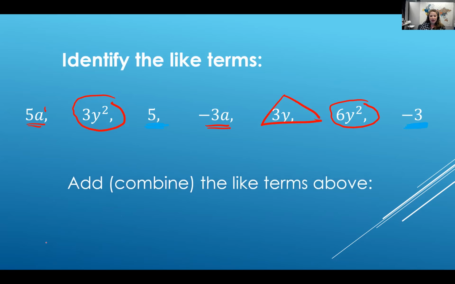So now it says to combine the like terms, to add the like terms. If we add 5a plus negative 3a, same thing as 5a minus 3a. So 5 apples subtract 3 apples is 2 apples, right? So that'd be 2a. Then we have 3y squared, and we're going to combine that with 6y squared. 3y squared plus 6y squared, 3 plus 6 is 9y squared, okay? And then our other like terms were 5 and negative 3. So 5 plus a negative 3, or 5 minus 3, is 2. So we just combined our like terms.